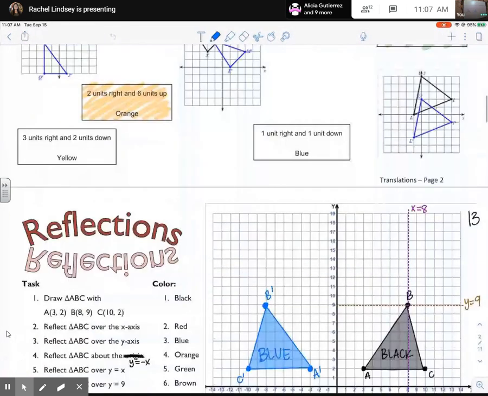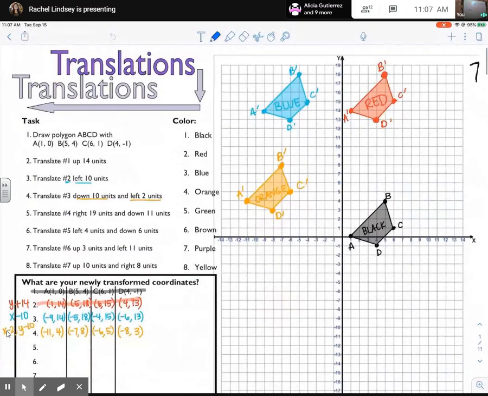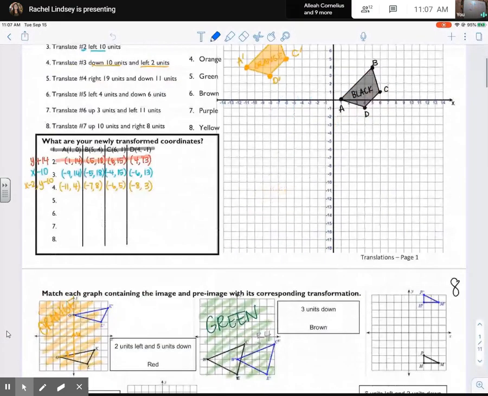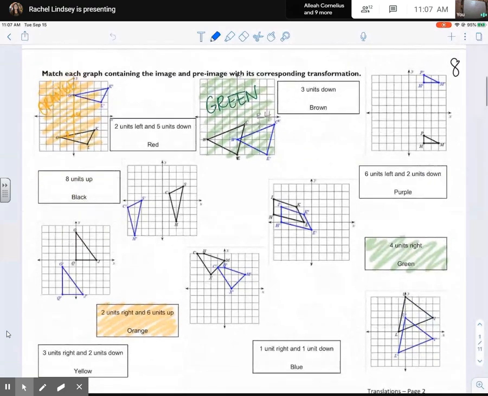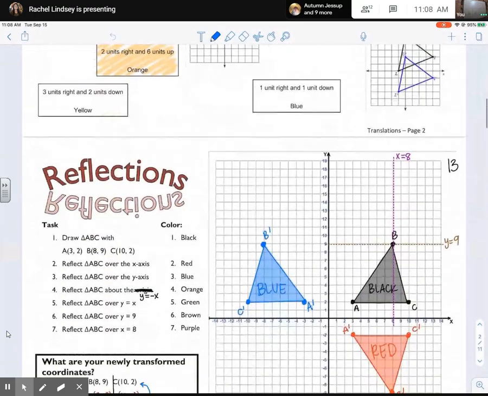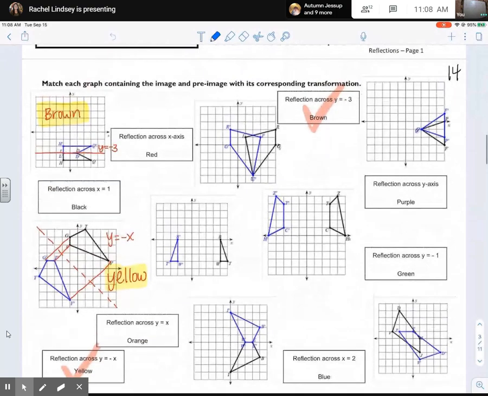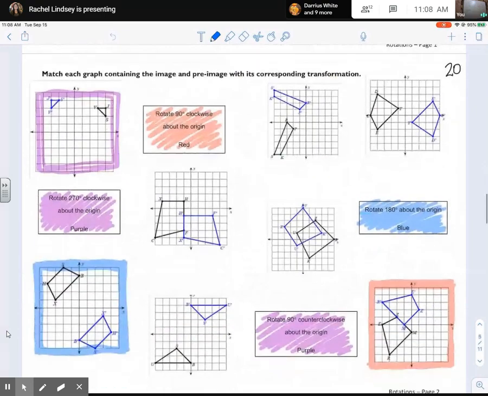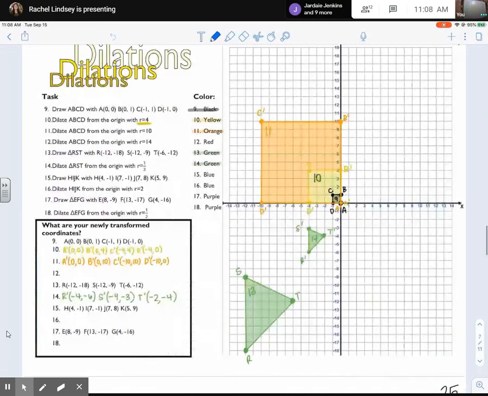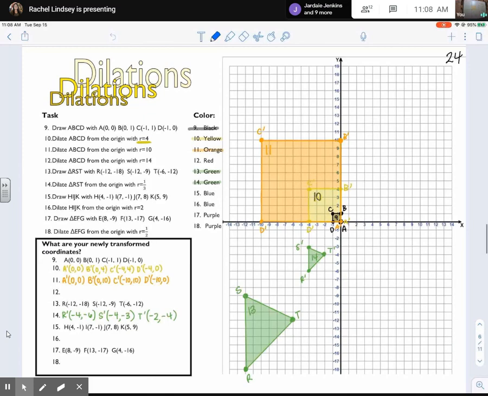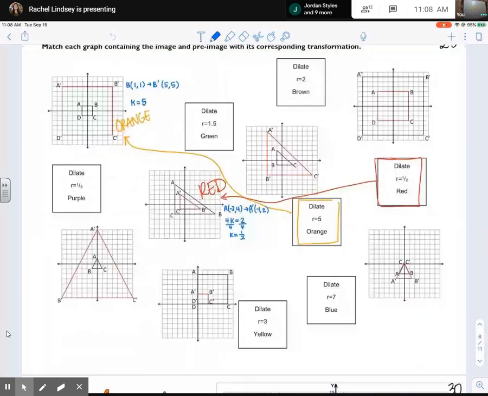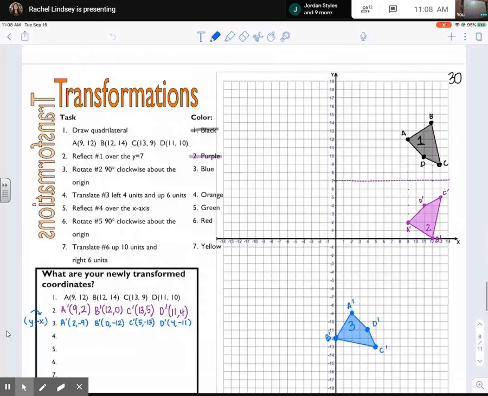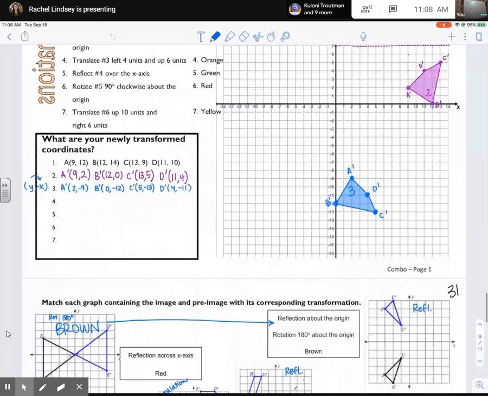We've done page 7, which is that page. Page 8, which is this page. 13, 14. 19, done that. 20, done that. This is what we did yesterday, and then we did 30 and 31. And I am gonna post those on Google Classroom.